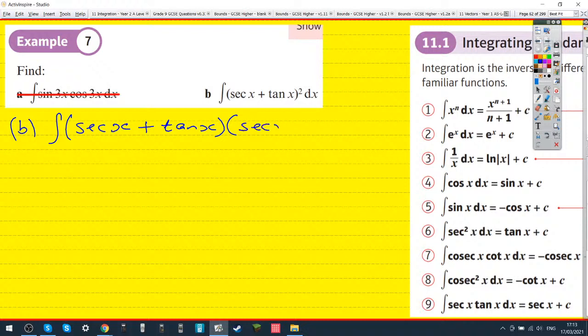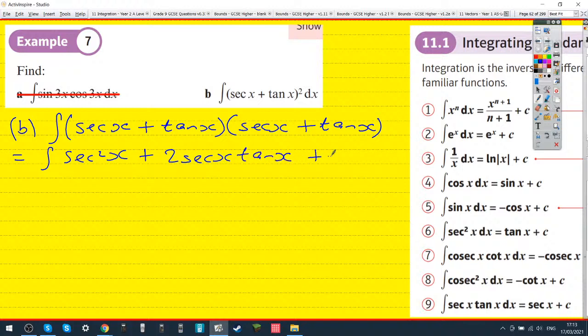Right. 2 brackets, expand so I'm no longer in pain. Sec squared x plus tan squared x plus 2 sec x tan x. There you go. Just like any other bracket.